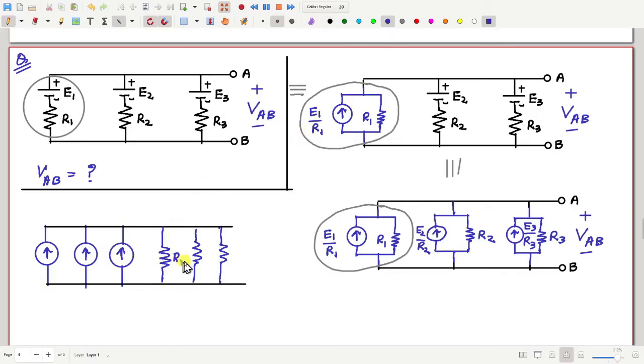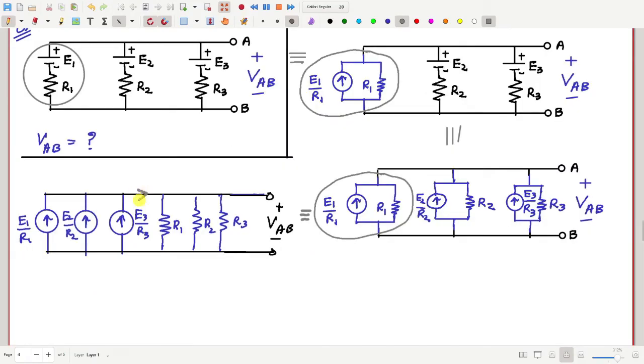Suppose this is R1, R2, R3. These currents are E1 by R1, E2 by R2, and this is E3 by R3. Then still the voltage VAB is the same. VAB will remain the same. Now, can you find out how much is VAB in this finally modified circuit? Yes, sir. E1 by R1 plus E2 by R2 plus E3 by R3, divided by 1 by R1 plus 1 by R2 plus 1 by R3.